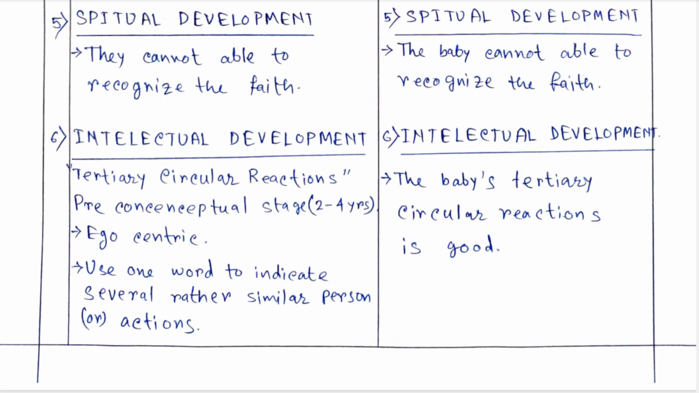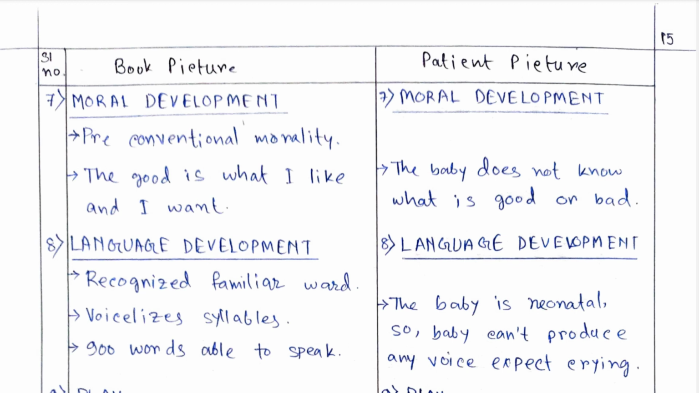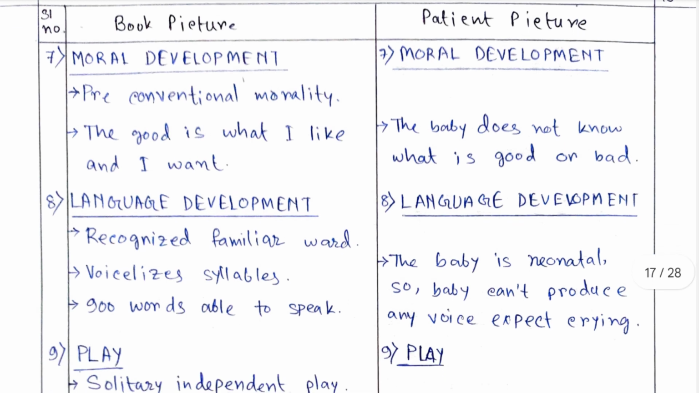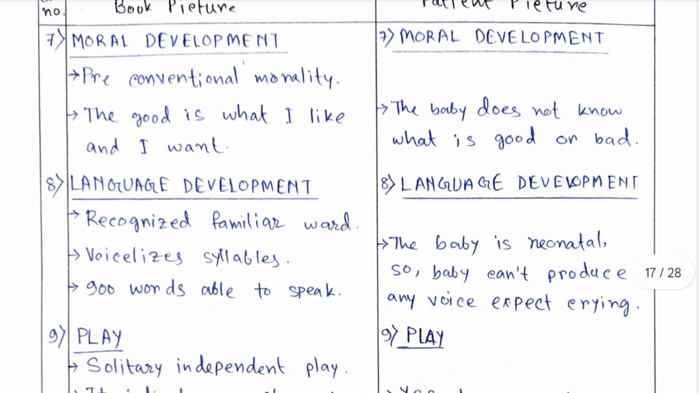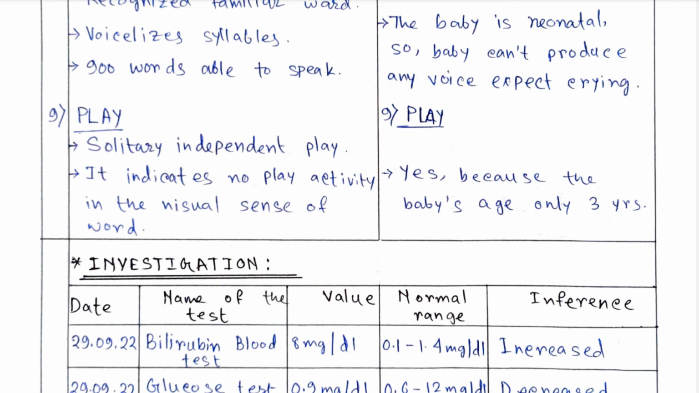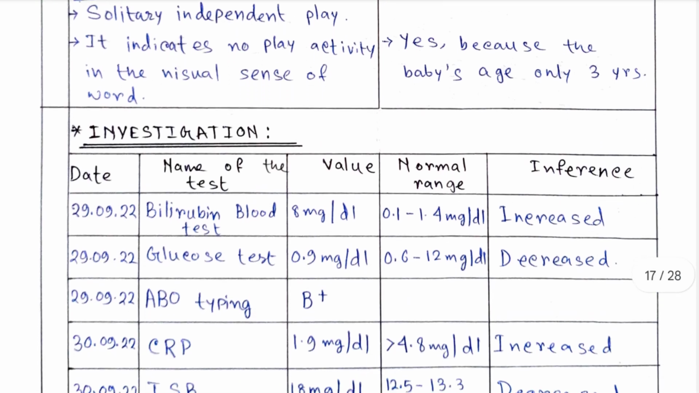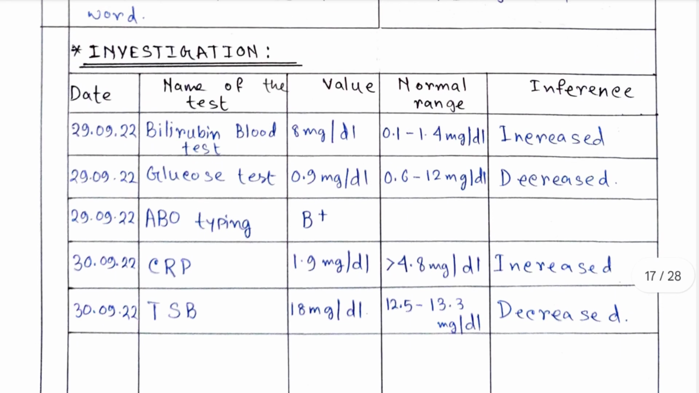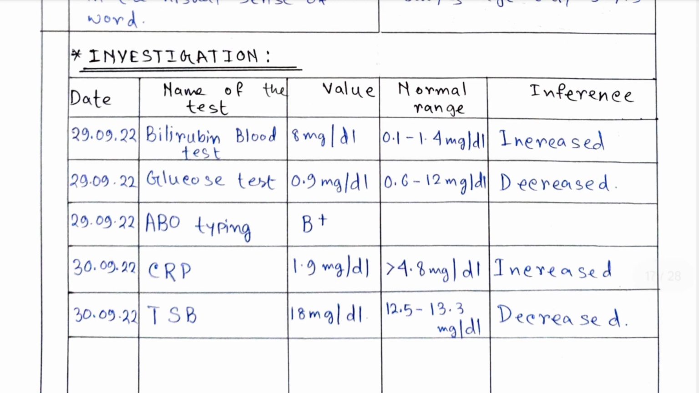Next is intellectual development. Next is moral development. Then language development. Next is play. Next is investigation. Bilirubin blood test, glucose test, ABO typing, CRP and CSB testing here.